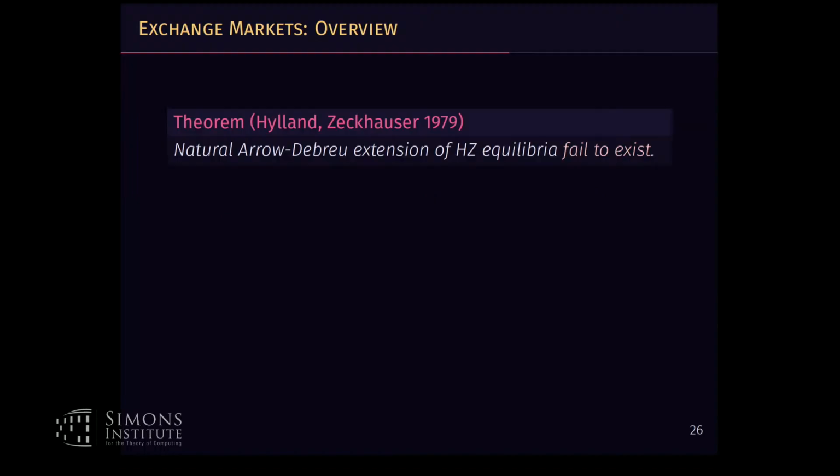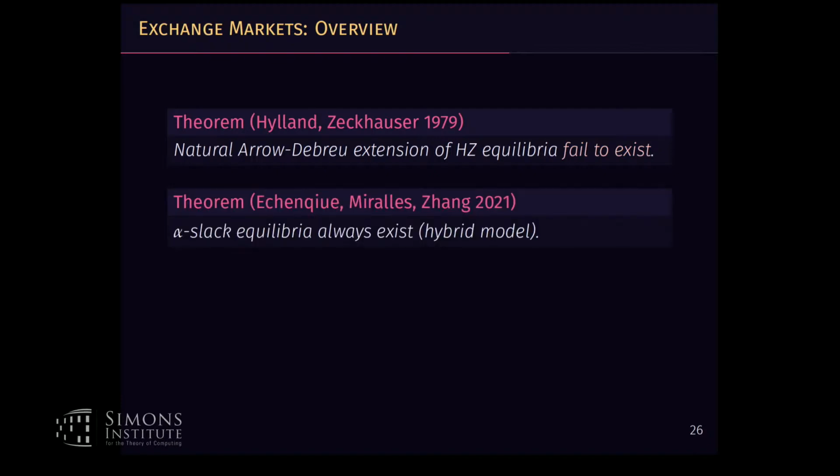For the exchange market, Hylland-Zeckhauser already mentioned in their original paper that while there is a very natural extension of their equilibrium to an endowment setting where agents are trading, equilibria in general fail to exist. Given this, there are some ways around it. There's a model called alpha slack equilibria, where you construct a hybrid model between a trading economy and an HZ model. Basically, you give everybody just a tiny epsilon of fake currency, and the rest happens through exchange. In that setting, equilibria do exist.